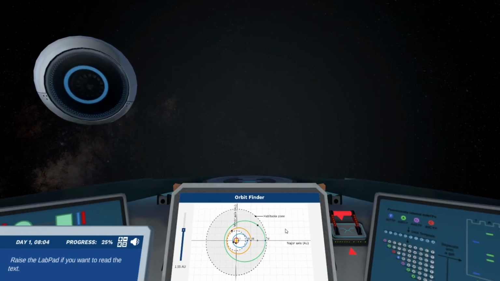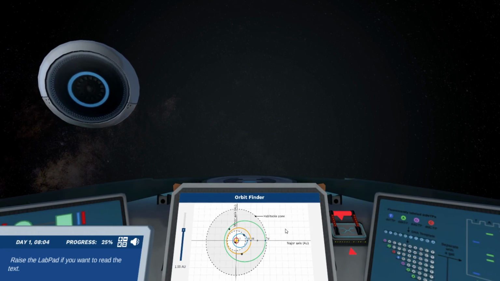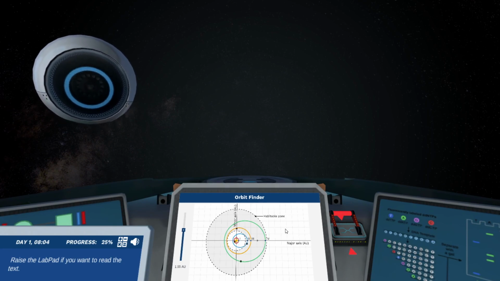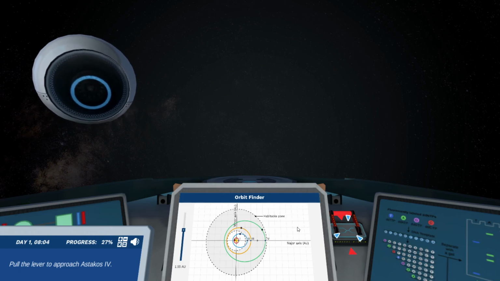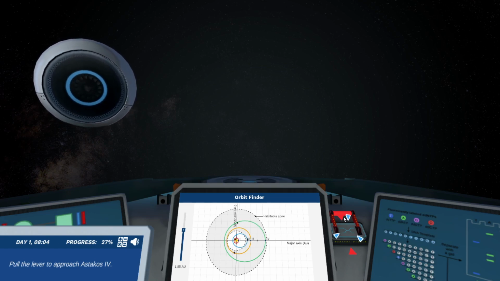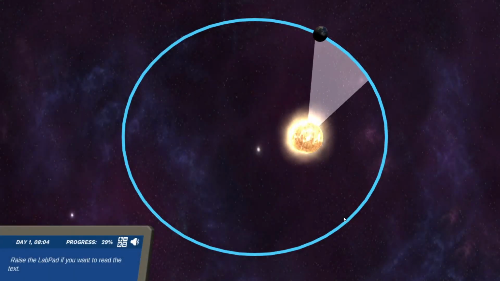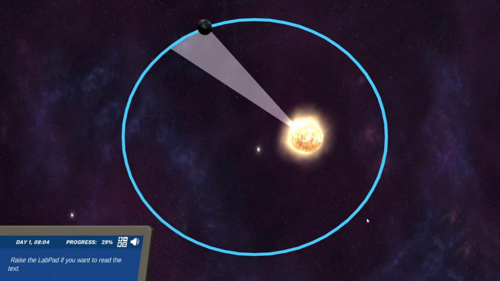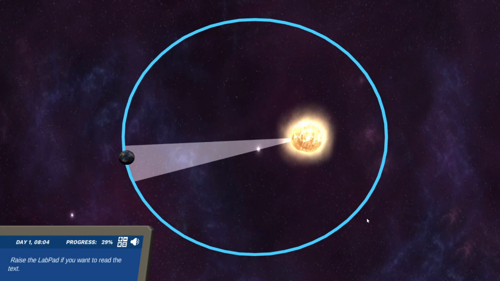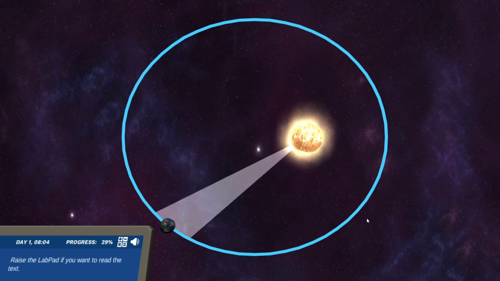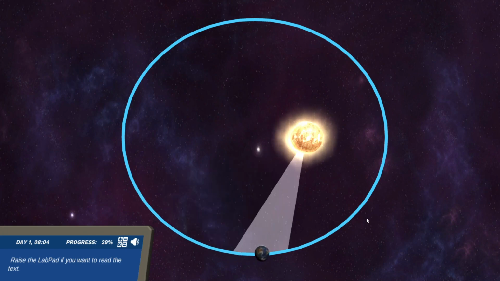Ostakos 4 is a perfect candidate to continue our search for life. Let's get closer to have a better look. Pull the lever to approach Ostakos 4. We are now approaching the orbit of Ostakos 4. To study the planet closely, we must stay right by it as it moves and, for that, we need to know how fast it is moving at each moment. Otherwise, we'll be left behind.